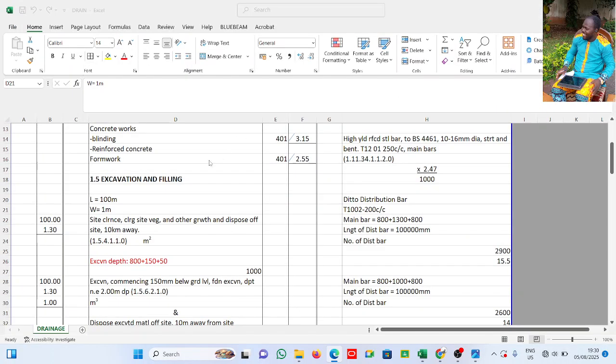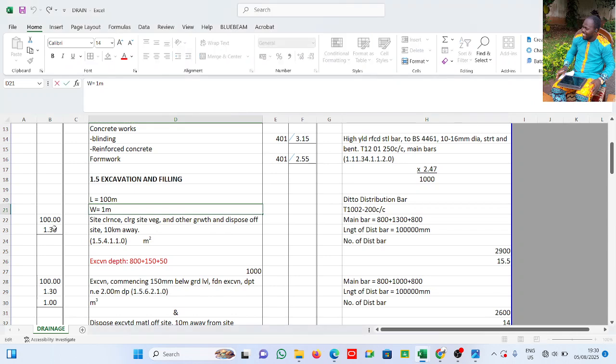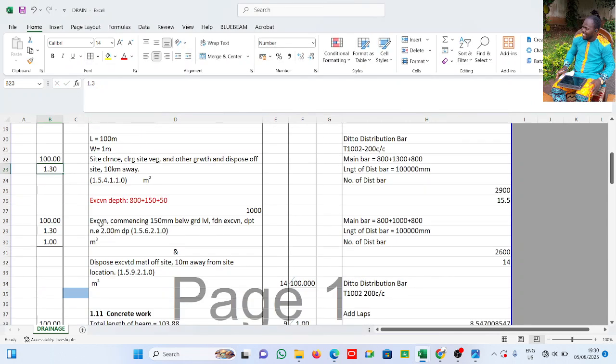So that is what we have. That's why you see 1.3 here. So it is length by the width. I'll say there's no working space. You didn't allow for working space. BSMM 4R does not allow for working space. You have to build it inside your rate.